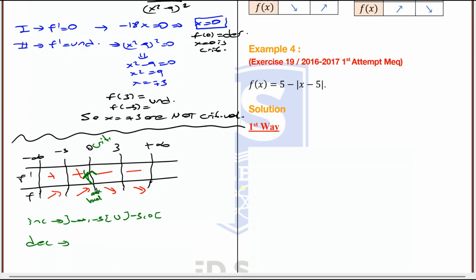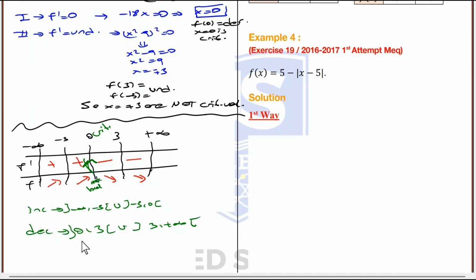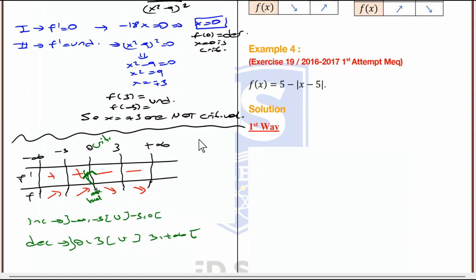All right. 0 to 3 union, 3 to infinity. All right. Okay, these are the increasing, decreasing intervals. We already found the critical value, no local minimum. There is just a local maximum. These are the things we are supposed to find for that question. All right.